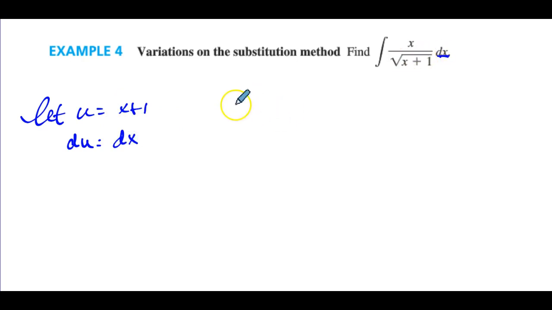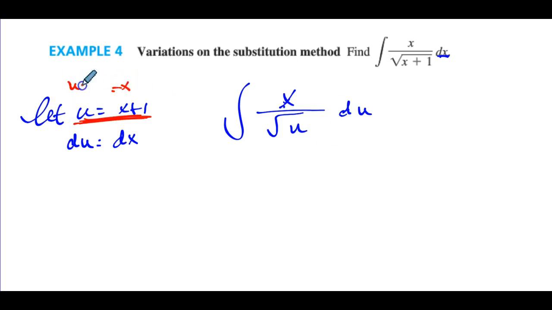Now, remember, you can't have x over the square root of u, and then this is du. You can't have an x and a u in the problem, but there's a little trick here. You can solve for x, because x is really u minus 1. So let's replace x up here with that u minus 1.